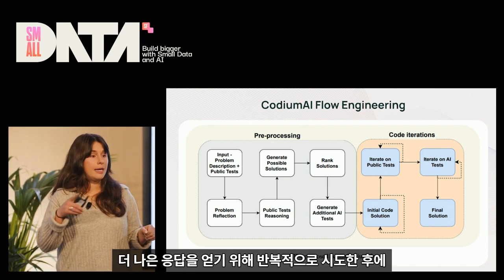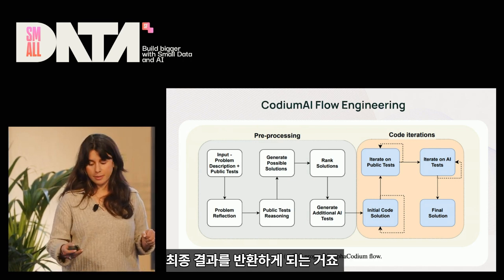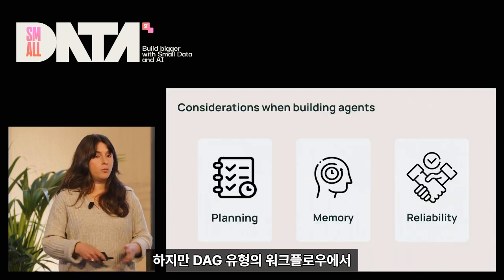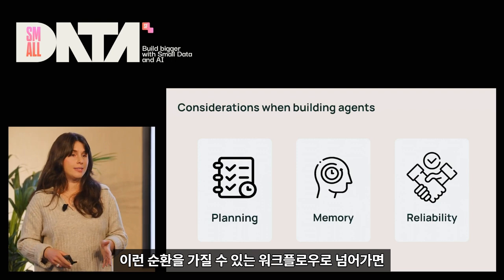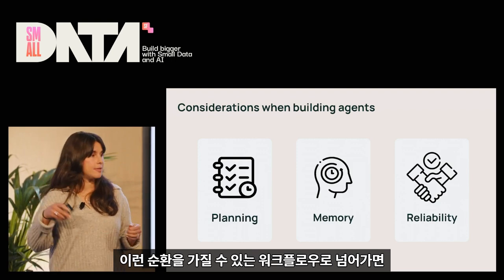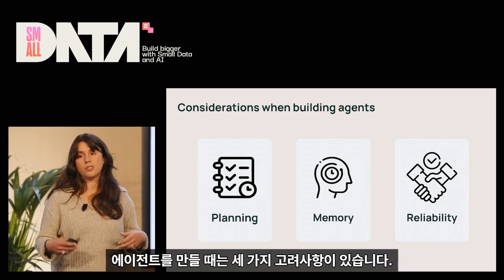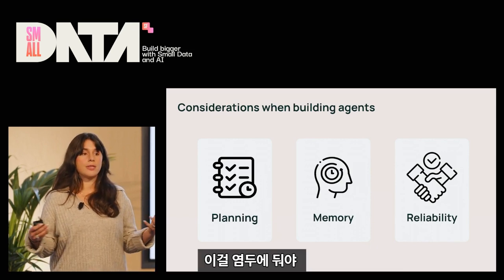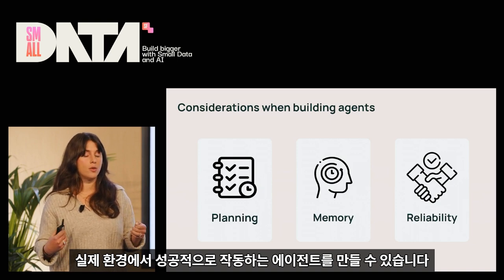And so it's iteratively trying to get a better response before it returns the final pass. And so this is what an agent means to us, where the LLM routes. But when you move from a DAG type workflow into a directed cyclic workflow where you can have these cycles, you have a lot of challenges that come with that. And when you're building agents, there are 3 considerations that you should think about to have agents that can perform successfully in the wild.